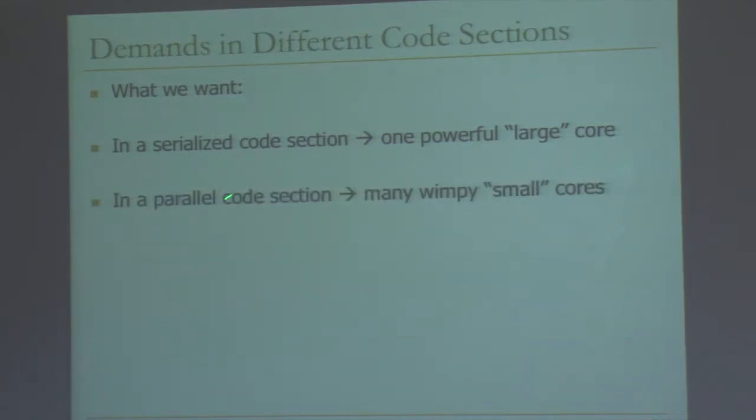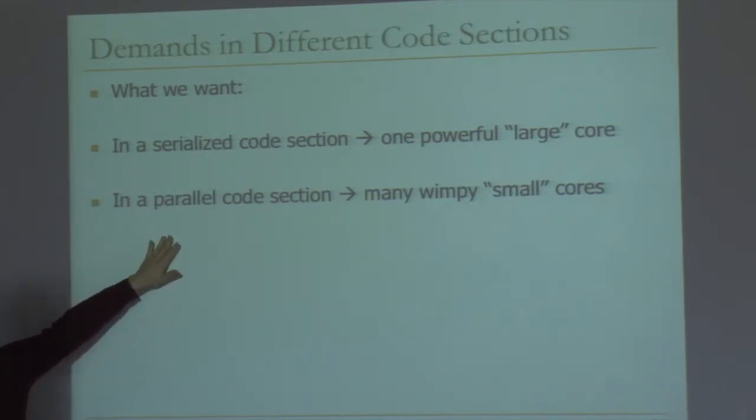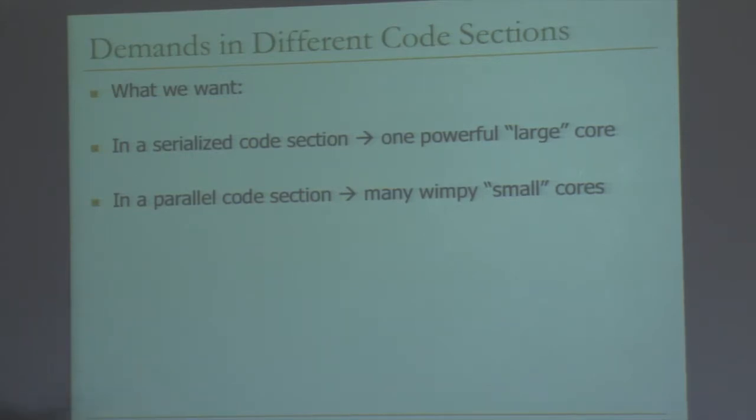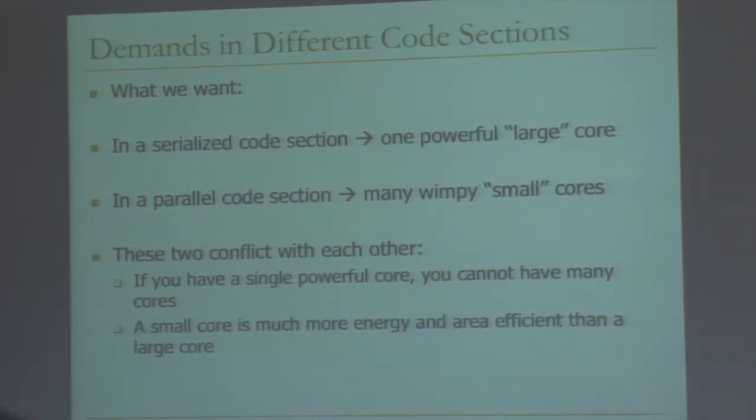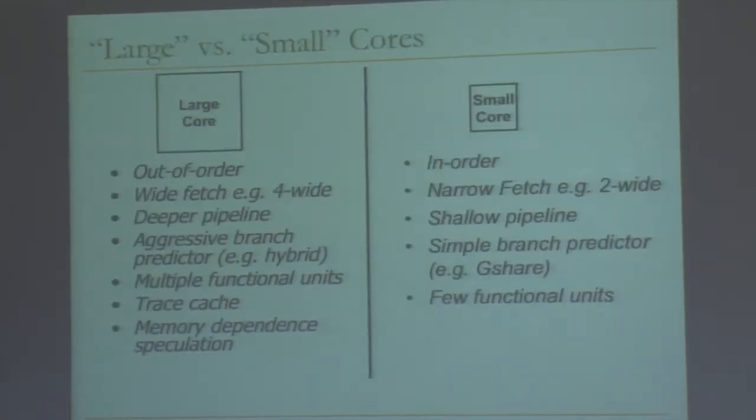In a parallel code section, latency of that code is not very important. You can have many wimpy small cores, right? Because it's parallel by definition, and you can tolerate the latency of any single part of the program. So these two obviously conflict with each other, right? If you have a single powerful core, you're spending your area, so you cannot have many small cores. A small core is at the same time much more energy and area efficient than a large core, right? I'll show you some numbers with that.